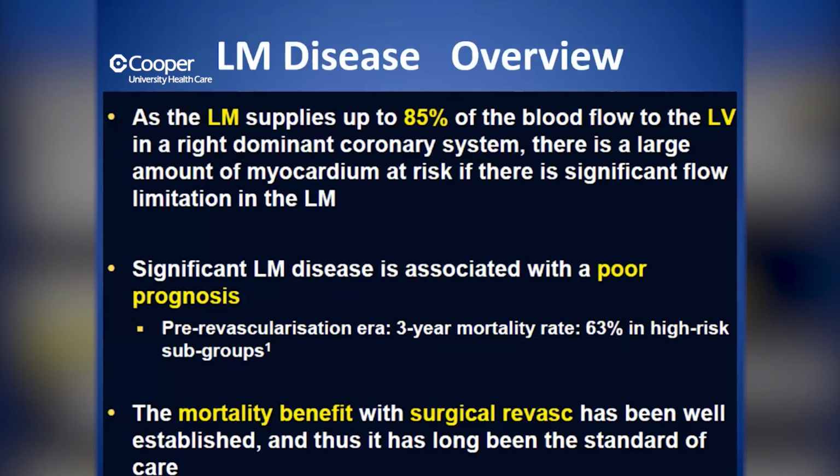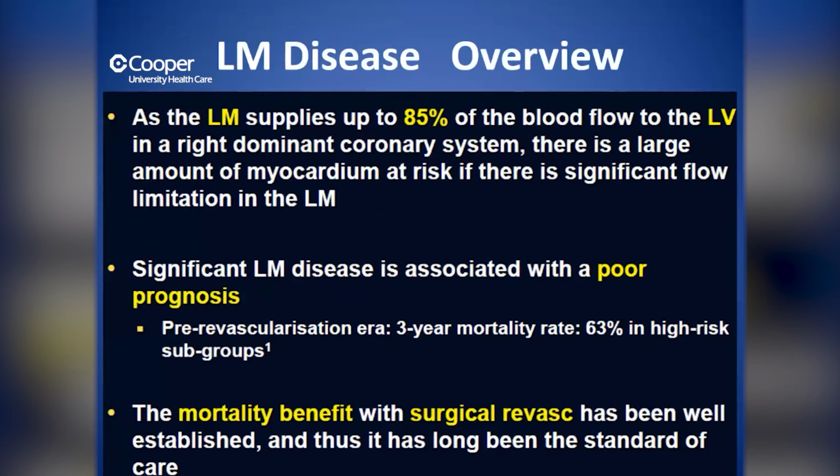So left main is an important artery, needless to say. It supplies 85% of the heart in the right dominant, the major population. If you're right dominant, your left main supplies 85% of the heart. Essentially nobody survives a left main occlusion, a sudden occlusion. Having a significant left main disease carries a poor prognosis and a very high mortality. About two-thirds of these patients die in about 3 years.